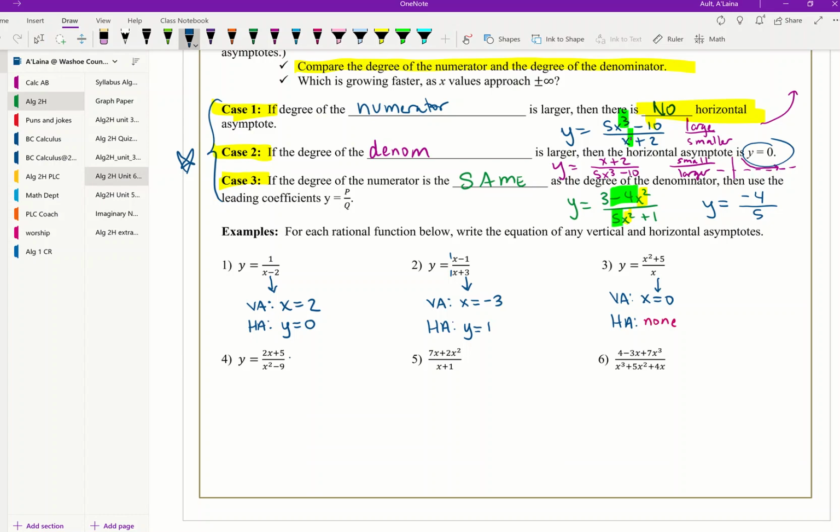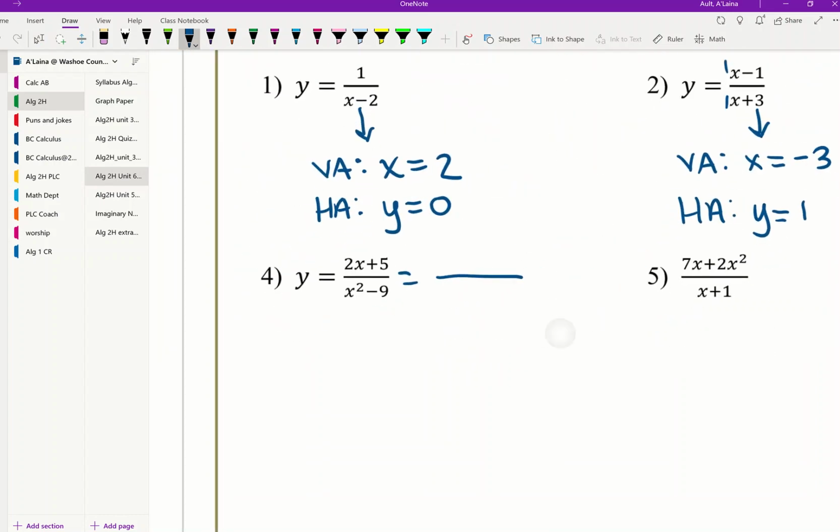Now, my numerator cannot be factored here for this one, so I'll just leave it the same. My denominator can be factored, x plus 3 and x minus 3. I do want to verify that those factors are not repeated on the numerator. If they are, that means something different. We're going to learn about that next class.